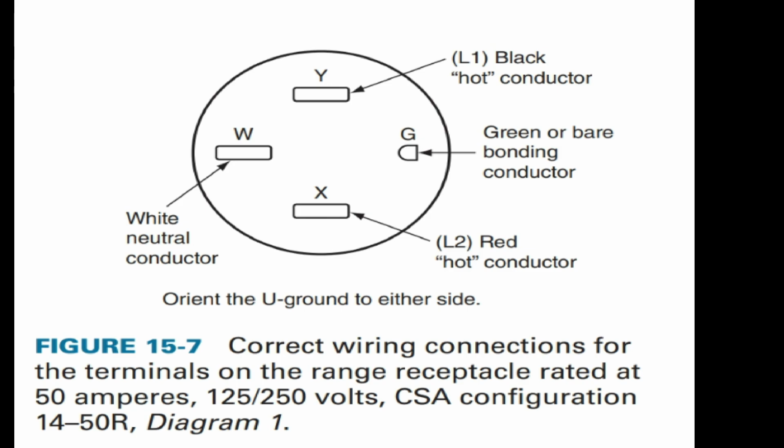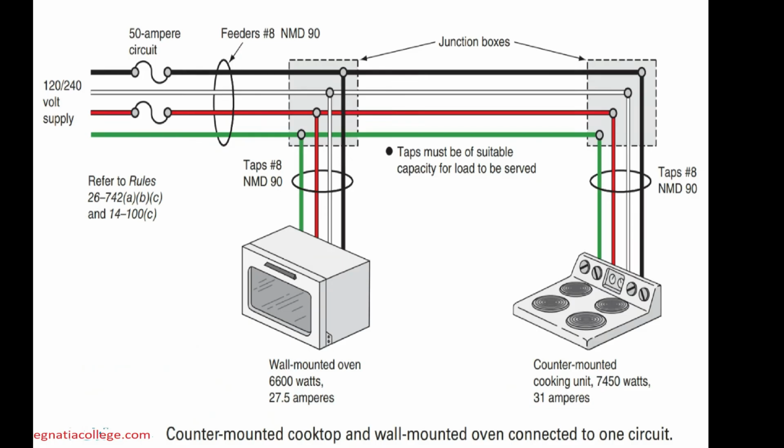Branch circuits supplying separate built-in cooking units. The branch circuit that supplies a separate countertop cooking unit and a built-in oven may be treated the same as a circuit for a single range. Remember to consult your local inspection authority before you initiate construction.